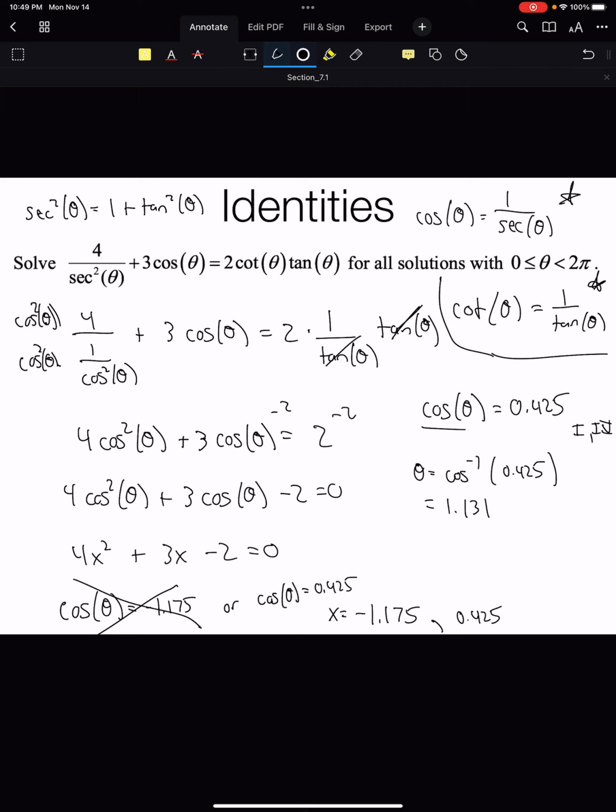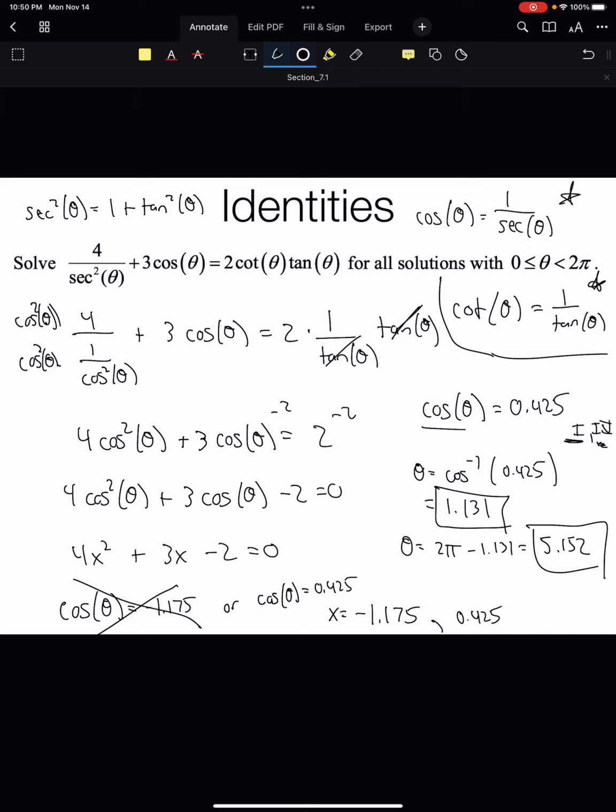And so we're going to do the same thing. I want to find that 1.131. That's in the first quadrant. We need to find the one in the fourth quadrant. So we do the same thing as we did last time. It has a reference angle of 1.131 now, and so that's 2 pi minus 1.131. And when you do that, you get 5.152. And so it turns out that we couldn't consider cosine being equal to negative 1.175, but we were able to consider the other one. And so the two possible answers for theta are 1.131 and 5.152.